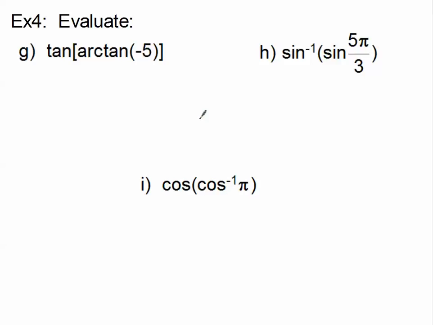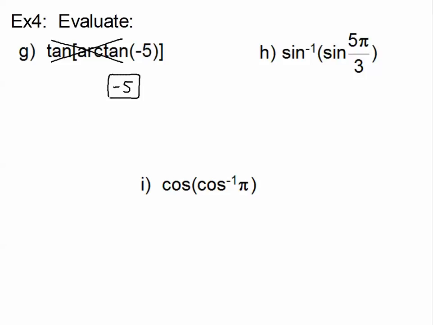Now, when you're first looking at these three problems, you might say, well, these are inverse operations, so they should undo each other. The tangent of the arctangent should undo each other, and these two things should cancel out, and you should be left with the -5. And you'd be correct. Similarly, as the square root of something squared would cancel out, or multiplying by 3 and dividing by 3, since they are inverse operations, they should cancel out.